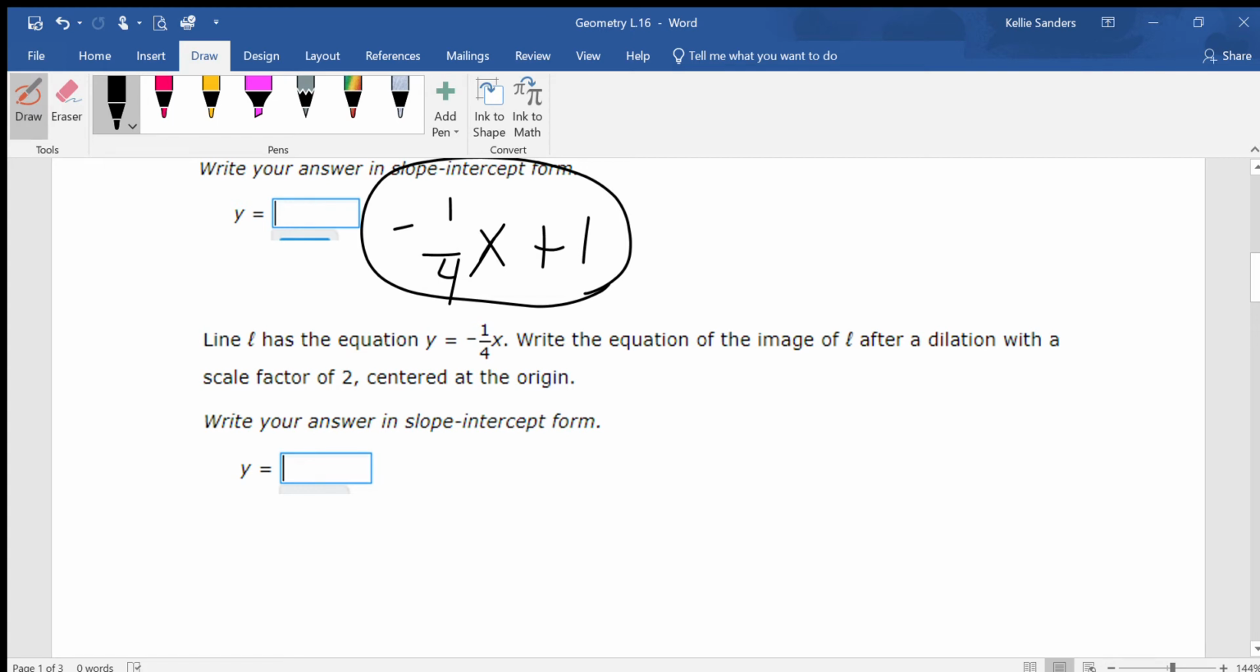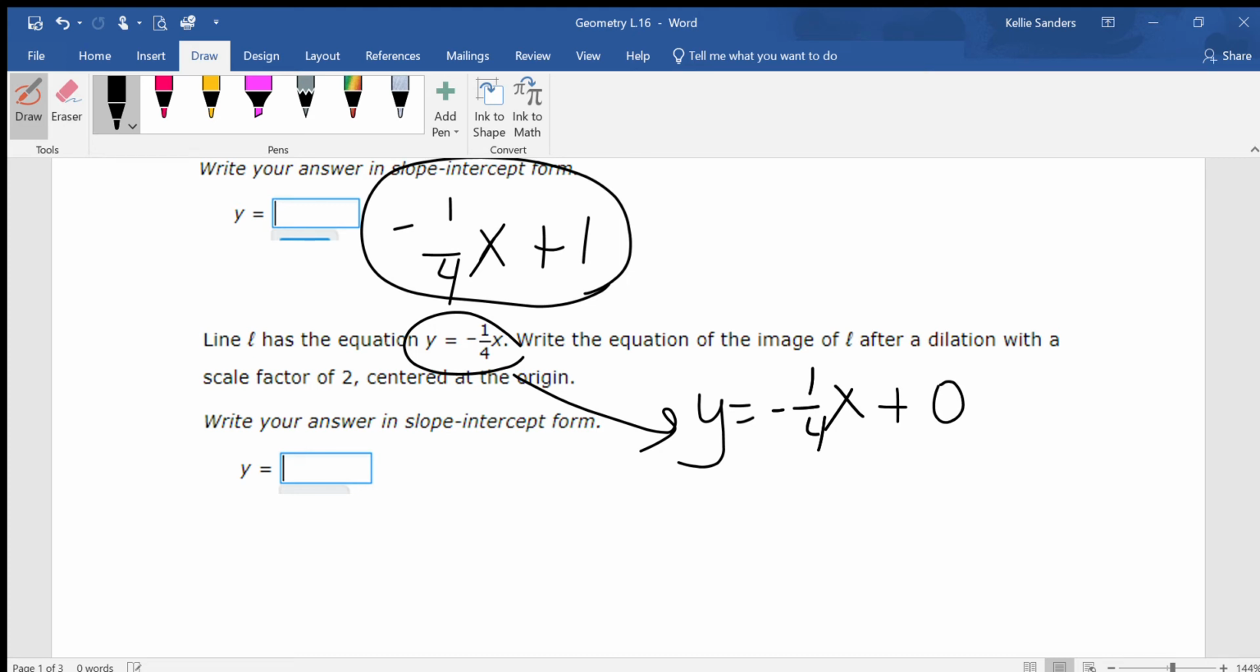Okay. On this one, y equals negative 1 over 4x. But what's your b if there's not one there? 0, right? So that's what we're going to multiply by 2. But what is 0 times 2? 0. So this one doesn't change.